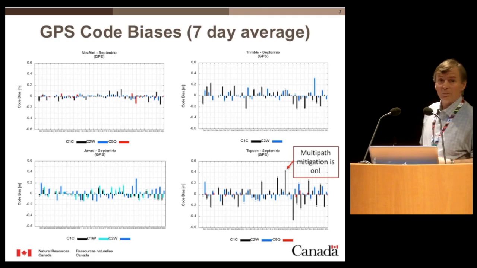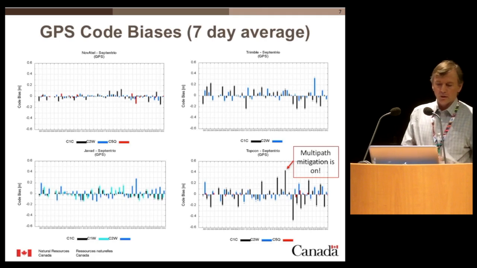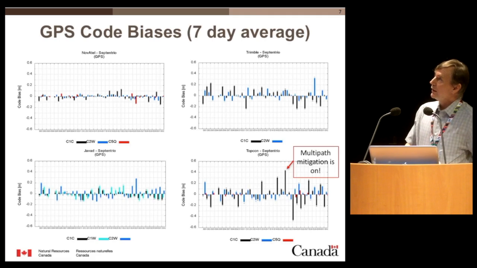So I know it's hard to see this one, but trust me, I have another one where it's blown up. So the first one, you have the NovAtel Septentrio, and across the bottom is all the satellite numbers. And you can see that you have C1C, C2W, and C5Q biases. So the NovAtel fits the Septentrio quite nicely. And then we have the Trimble Septentrio where the fit isn't quite as good.